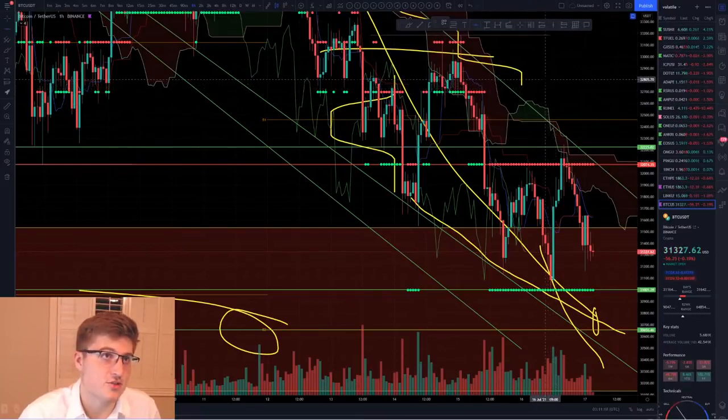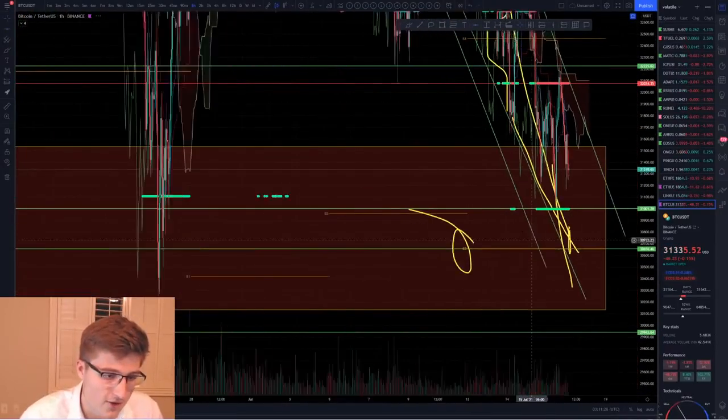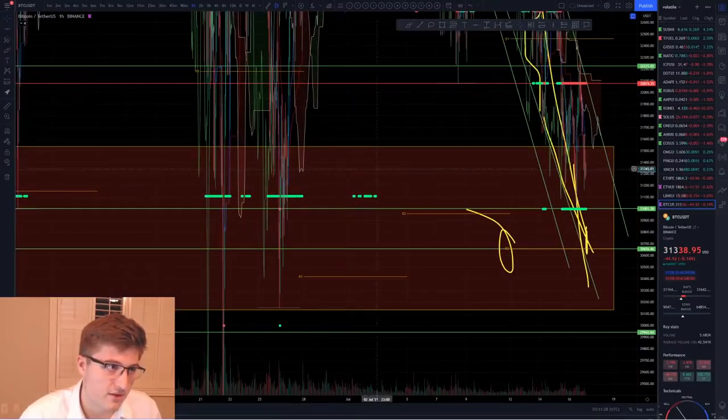Don't trade against the trend. Yep. I don't think we'll go under 25. All right, yeah. I mean, maybe. If volume keeps dying off, we will go under 25.